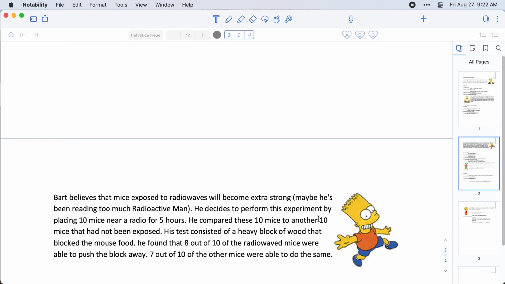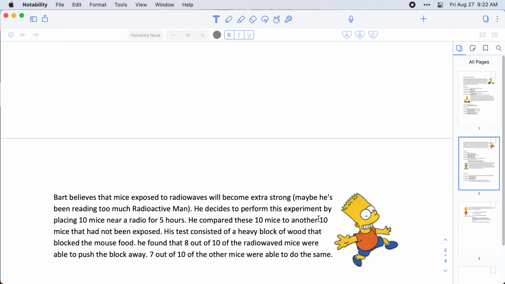Having them listen to the music or not. And in this case, he just did it for 5 hours. No variation, just no sound and 5 hours worth. What's the dependent variable, Kyson?